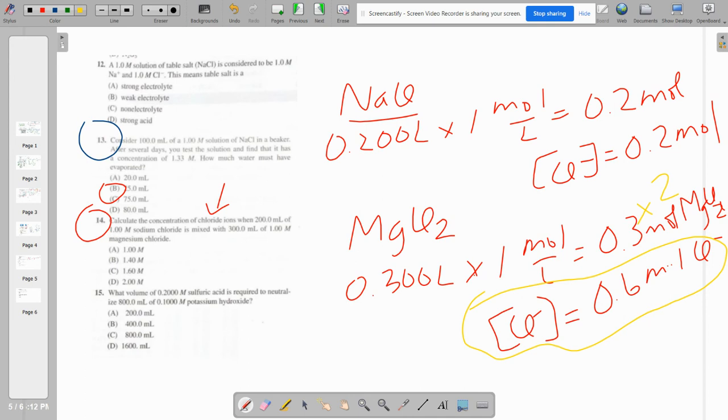When I said concentration, what I actually meant is these were the mole values, because we're not done yet. Now that we have moles of chloride here and moles of chloride here, we're going to add those two together.